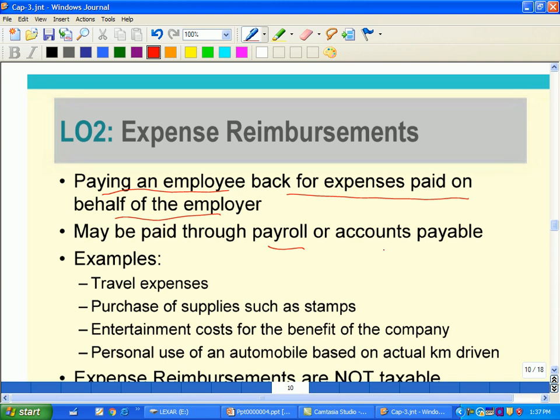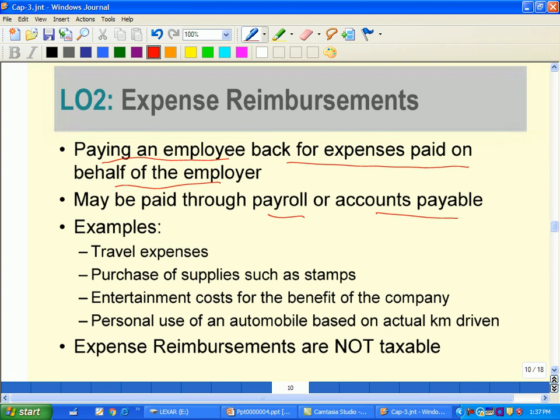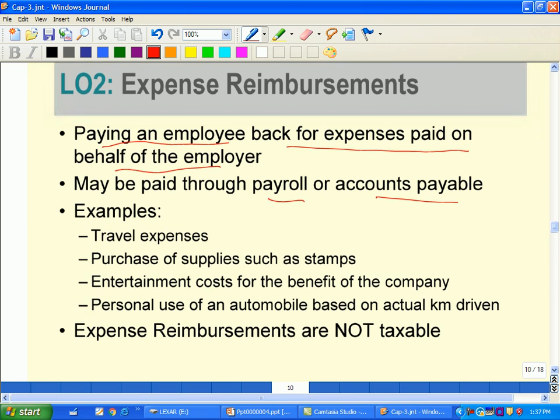be paid through payroll or accounts payable. Okay. Basically, again, whatever way you can add it into their payroll as an addition, but that will not be taxable, in some cases taxable. Okay. So, traveling expenses are there, purchases of supplies such as stamps, okay, entertainment costs for the benefit of the company. Sometimes you may have to have a lunch and dinner with your clients, okay, then you keep those receipts for the promotion of the company. So, then you can submit those bills to get the money back, that is your reimbursement.